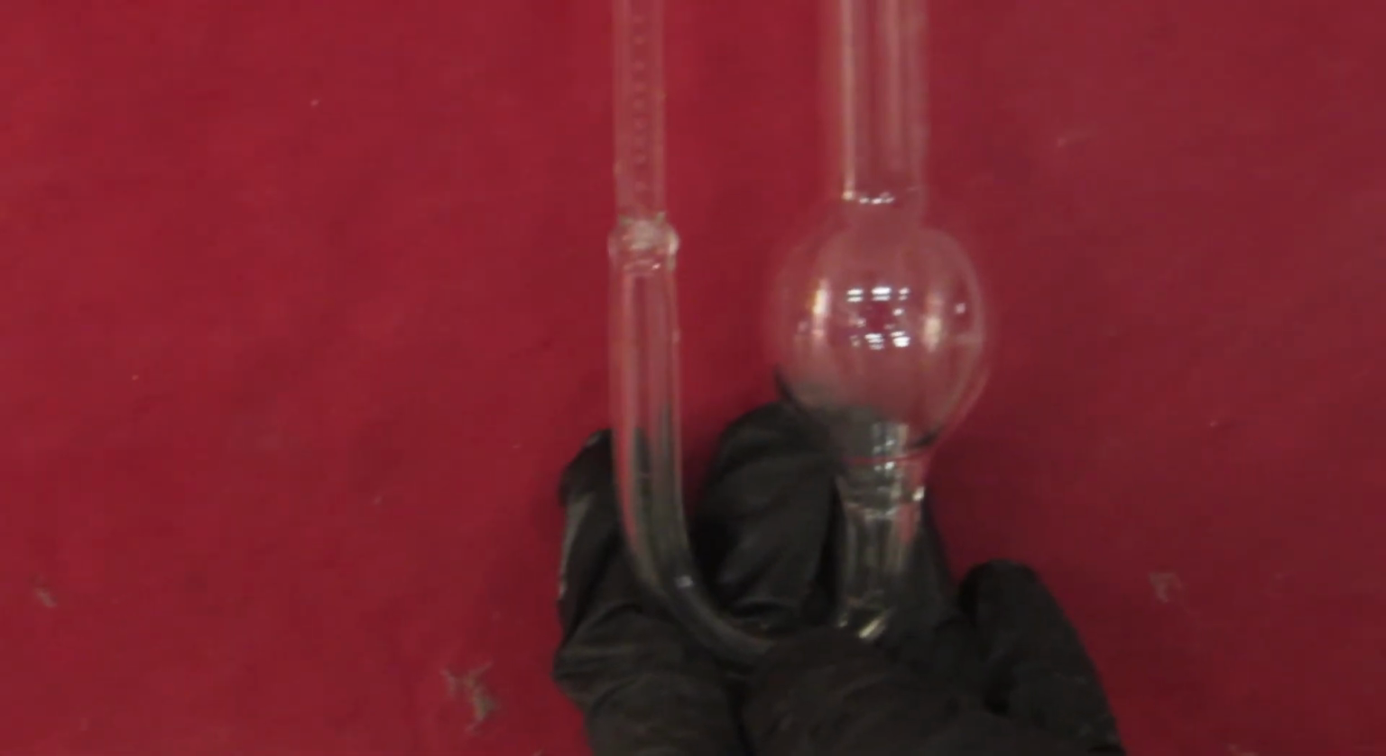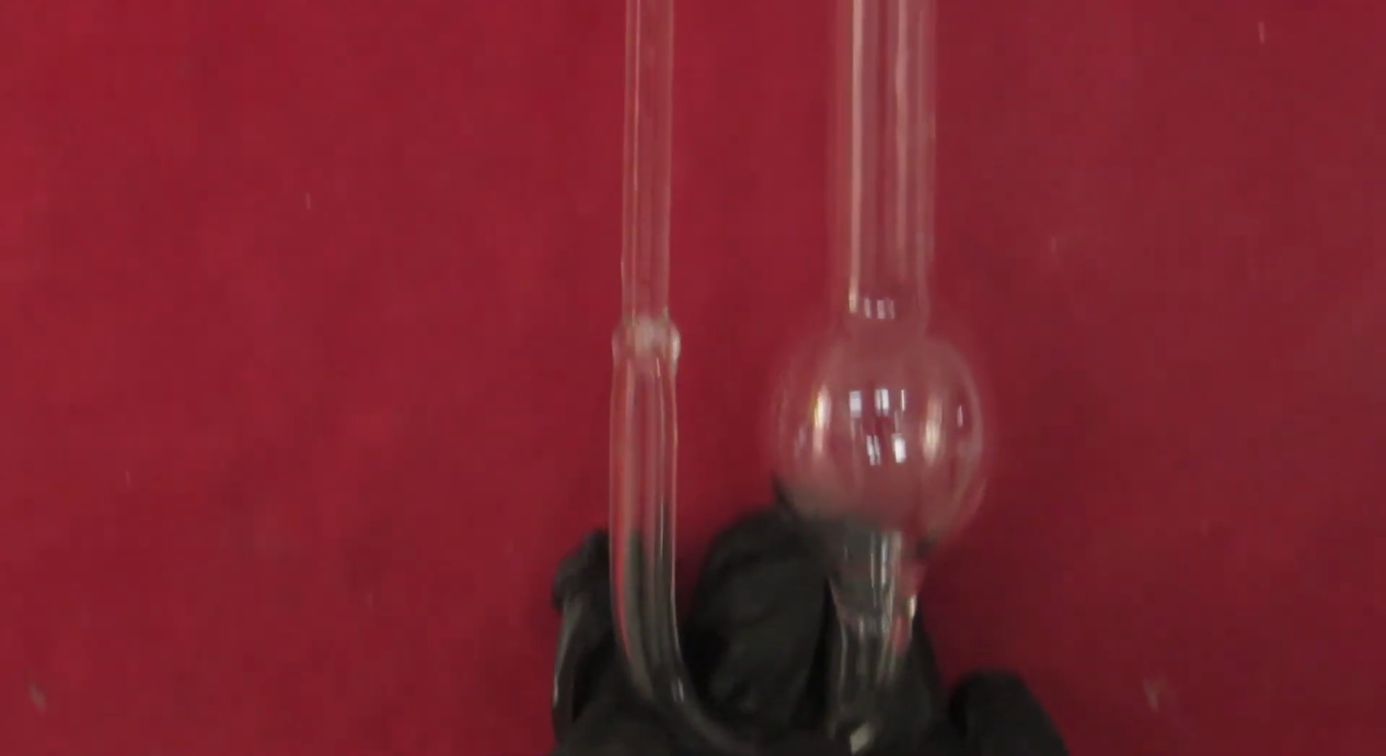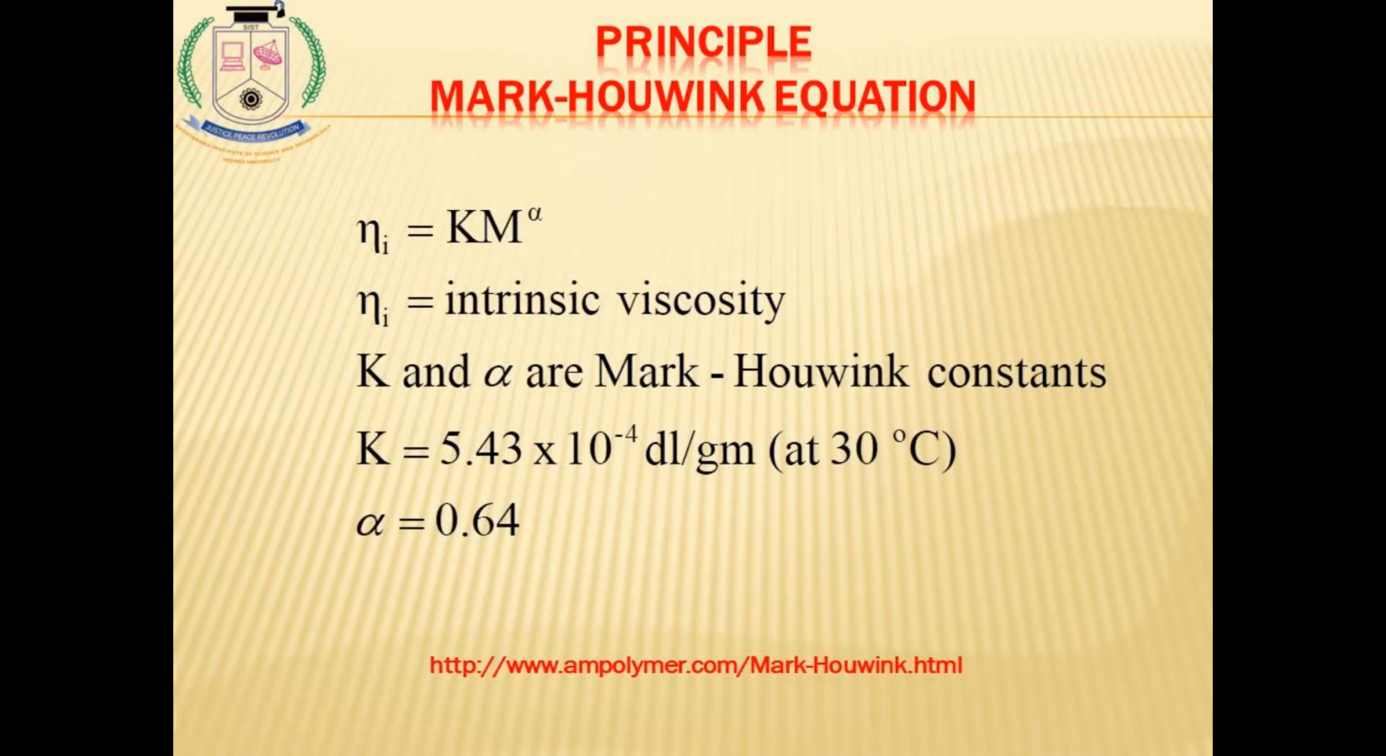The principle behind this experiment is the Mark-Houwink equation, and our experiment will be based on this equation. What is the Mark-Houwink equation? Eta I equals K M power alpha. Here eta I is the intrinsic viscosity, and K and alpha are the Mark-Houwink constants.